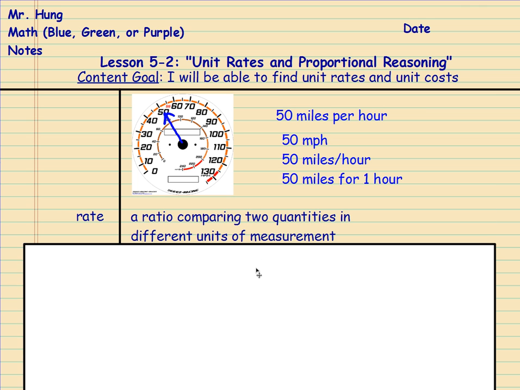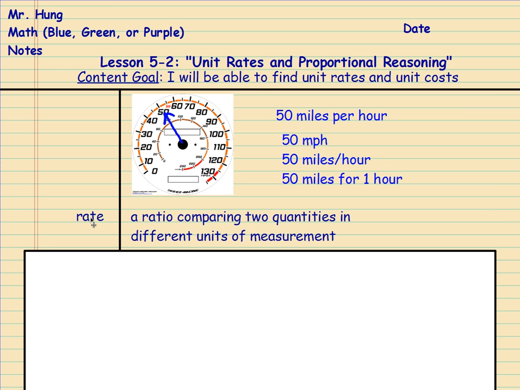This is actually a rate, and this is a vocabulary word for this lesson. A rate is a ratio comparing two quantities or two numbers in different units of measurement. So let's look at this. This is 50 miles per hour, 50 miles per 1 hour. Two quantities comparing how many miles in how many hours.